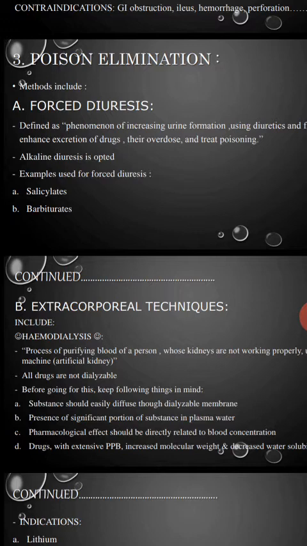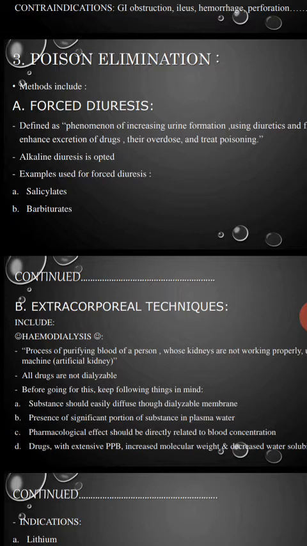Along with this, in order to further promote the elimination, you can change the pH of the urine also. Urine pH is always slightly acidic, around 5.5. For example, if the poison is an acidic drug, like salicylic acid or barbiturates.